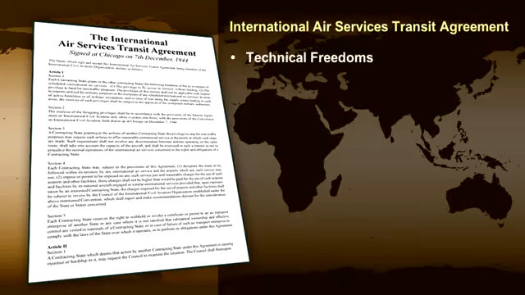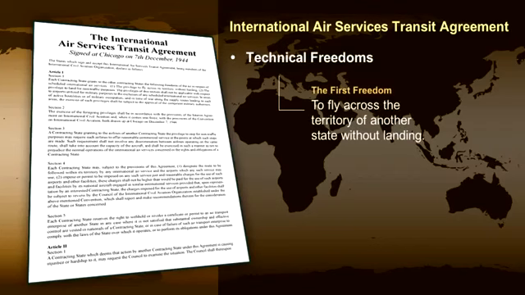The International Air Services Transit Agreement establishes two very important freedoms of the air. These first two freedoms are the first two of 5 freedoms, which together form the technical freedoms. In this context, the word freedom refers to a privilege conferred by virtue of a bilateral agreement.